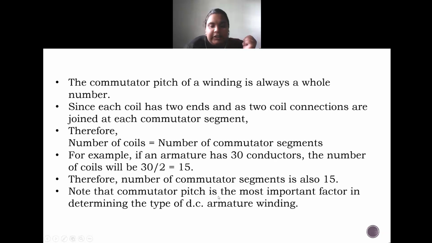Note that commutator pitch is the most important factor in determining the type of DC armature winding. We need to understand that this is a very important concept, because it will determine the type of DC armature winding. We will see different types of DC armature windings. By just looking at the commutator pitch itself, you can say what type of armature winding we are using in this particular machine. So just remember that this is a very important concept. Okay, so this is the commutator pitch.